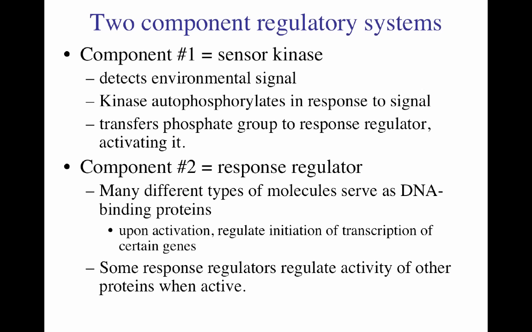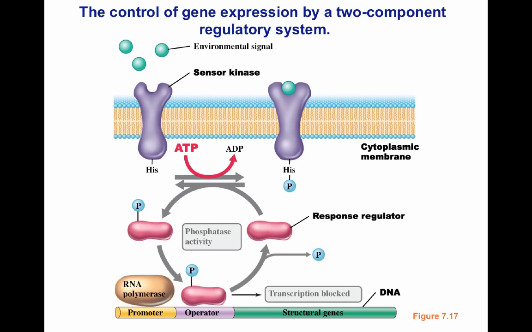And the response regulator comes in many different shapes. We're going to see that some of them are going to be DNA binding proteins. So once they are phosphorylated, they will be able to bind to DNA and activate transcription. So upon activation, they work as transcription factors for many genes. Some other response regulators regulate activity in other proteins when they're active. So let me give you 2 different examples of this process.